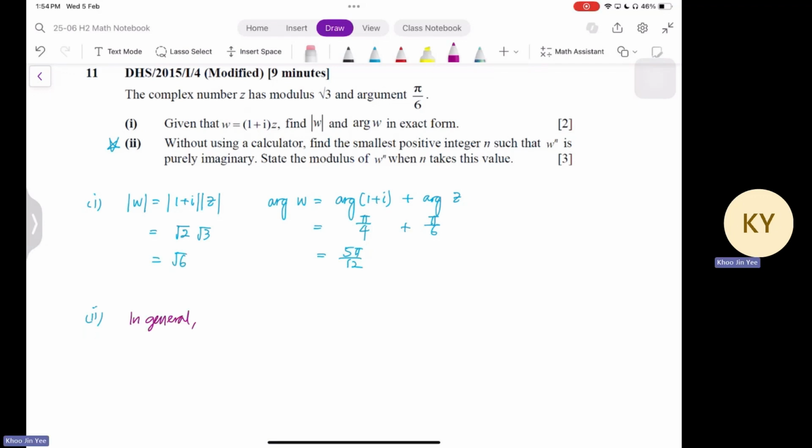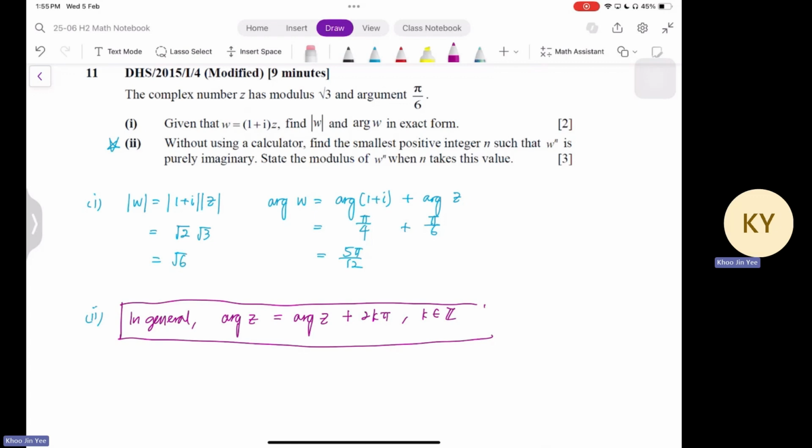In general, the argument of a complex number will be equal to whatever angle that is, plus a multiple of 2 pi, where k is an integer. So your argument is equivalent to this angle plus or minus an integer multiple of 2 pi. So this is the general case. Now let's analyze this question.